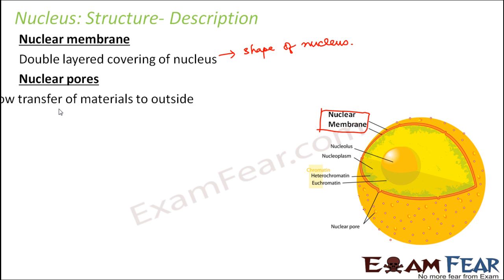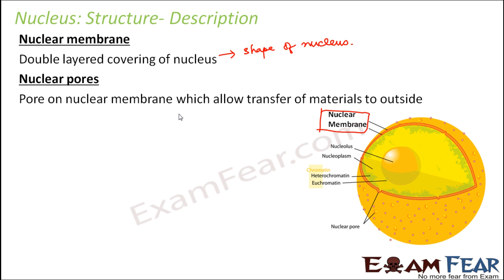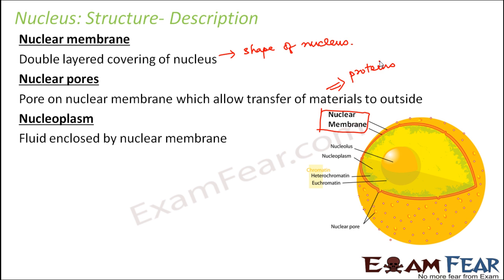Next is nuclear pores. So these are pores on the nuclear membrane which allow transfer of materials. Not only outside, some materials get transferred to outside, some materials enter from outside to inside. So what are these materials? These materials could be proteins. So proteins are examples of one such materials which might get exchanged between the nucleus and the outer nuclear space. Next is nucleoplasm. So what is nucleoplasm? It is the fluid which is enclosed by the nuclear membrane. So you can see here nucleoplasm, the fluid which fills the entire empty space inside nucleus.